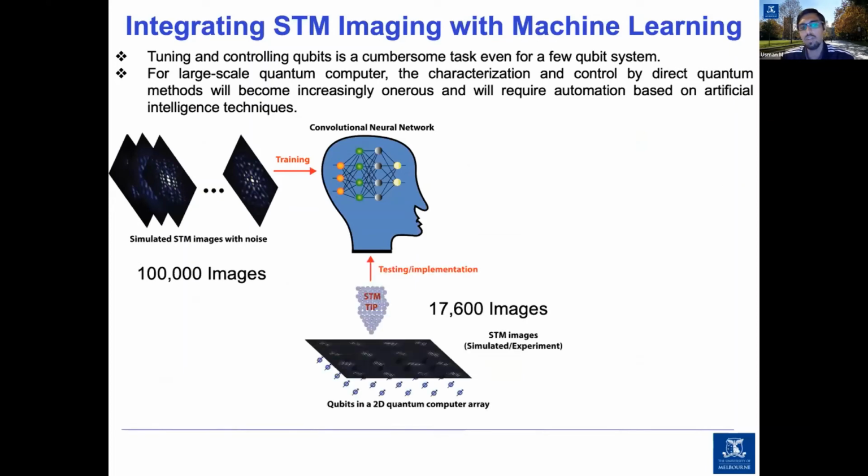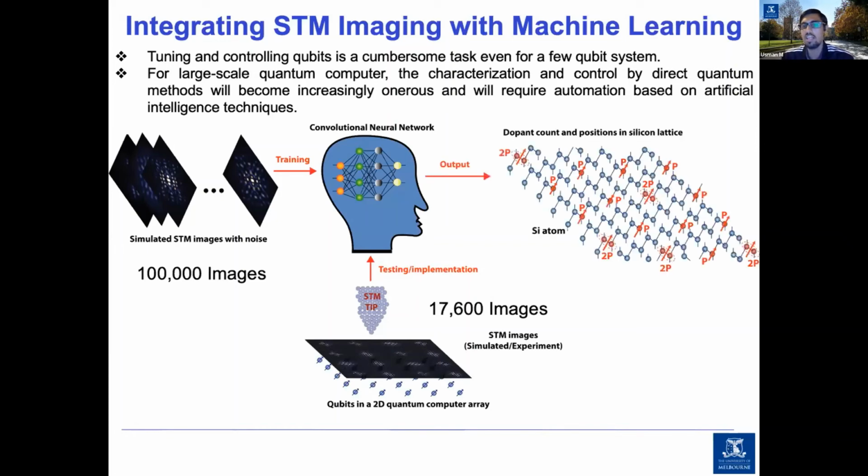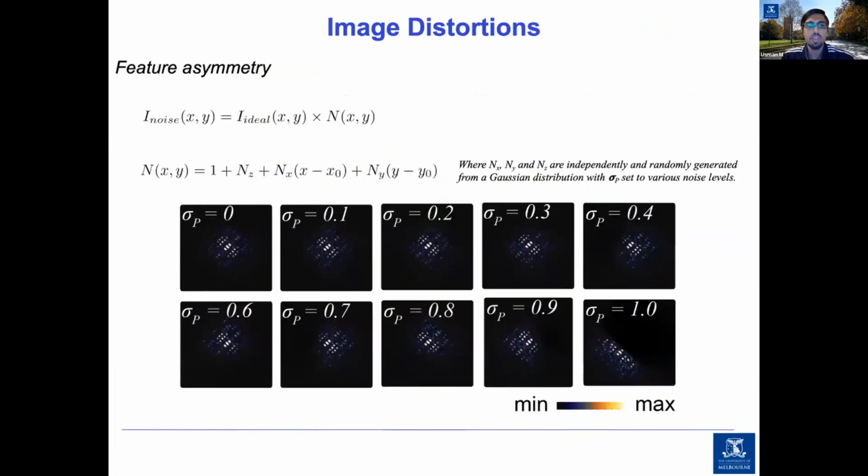And then after we trained the convolutional neural network, we tested it on 17,600 images, with different noise levels and different configurations of the phosphorus atoms. And we found that in each case, the convolutional neural network identified not only the exact location of the phosphorus atom, but also the number of phosphorus atoms in the dot. So we were able to fully characterize such systems at large scale. So now digging a bit deeper into the details.